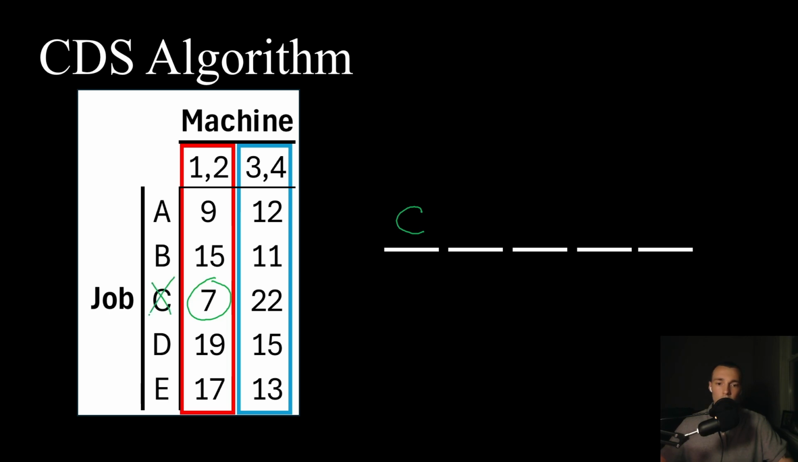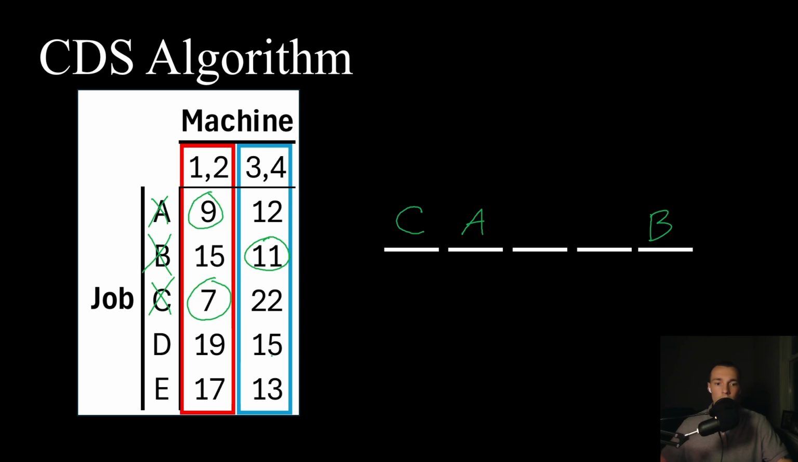Now that we're done with job C, we look for the next smallest number. Looks like that is number 9 here. That's job A, and it's also in the first column, so that's going to go second. And the next smallest number looks like that would be 11. It's job B, but this time it's in the second column. So that means that we're going to put B last here.